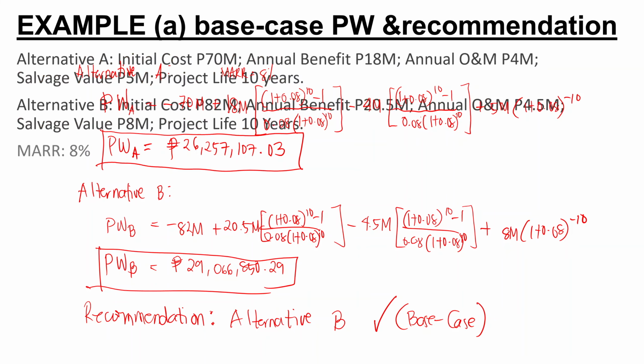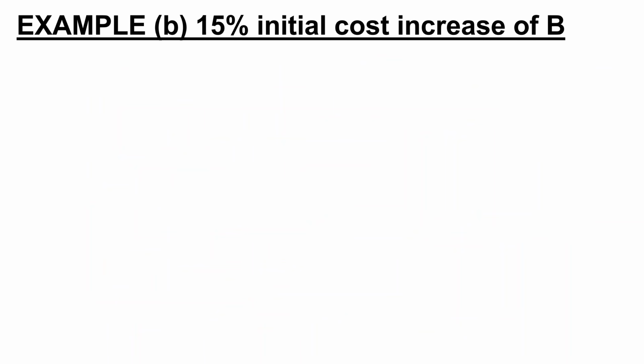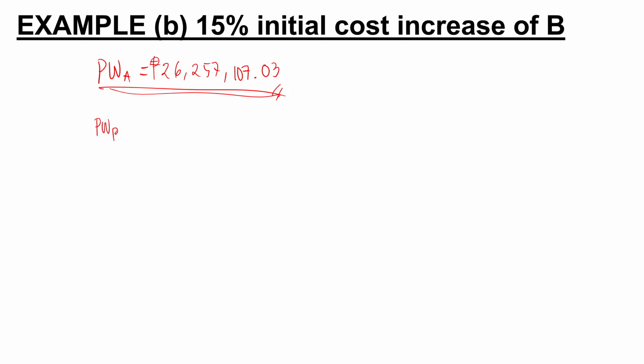So since there is only a change in B here, our present worth for A remains the same, because the change here is only at B. So our present worth at A, let me just write this down, is 26,257,107.03 pesos. Well, for the B, there is an increase, right?